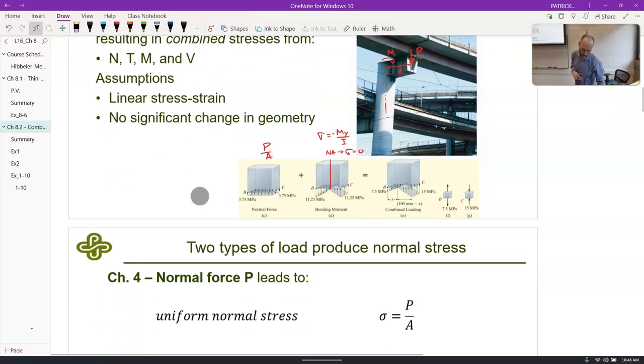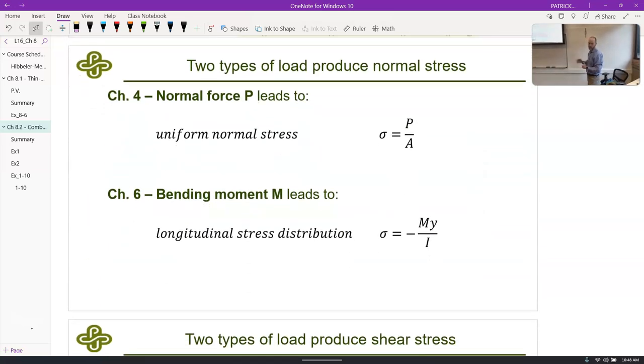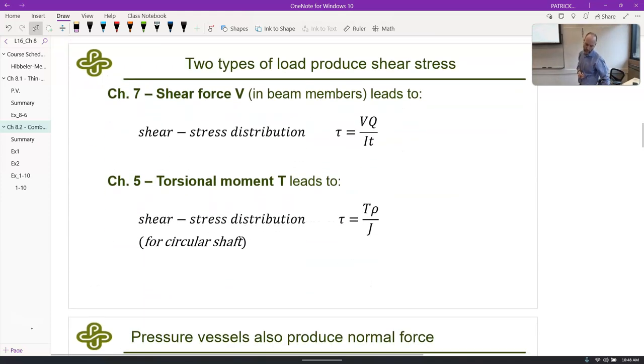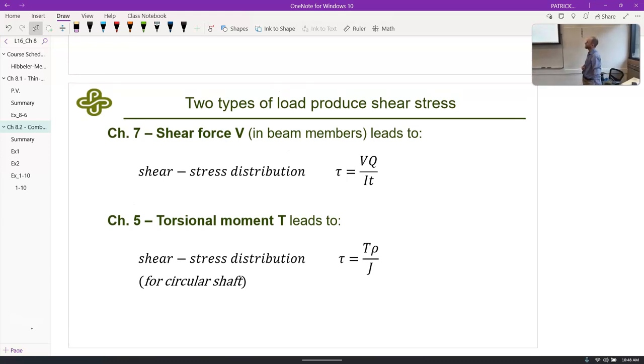So that's all we're doing in this chapter. Just taking those components we had, chapter 4 and chapter 6, those are both normal stresses occurring perpendicular to that cut face. We had two types of shear forces. We had chapter 7, our bending shear, or direct shear, being VQ over It. Back in chapter 5, where we had torsional moments due to circular shafts, that was the torsion times your radius over polar moment relationship. So those are both shear forces, and shear forces are just forces that are occurring in the plane of the cut face.